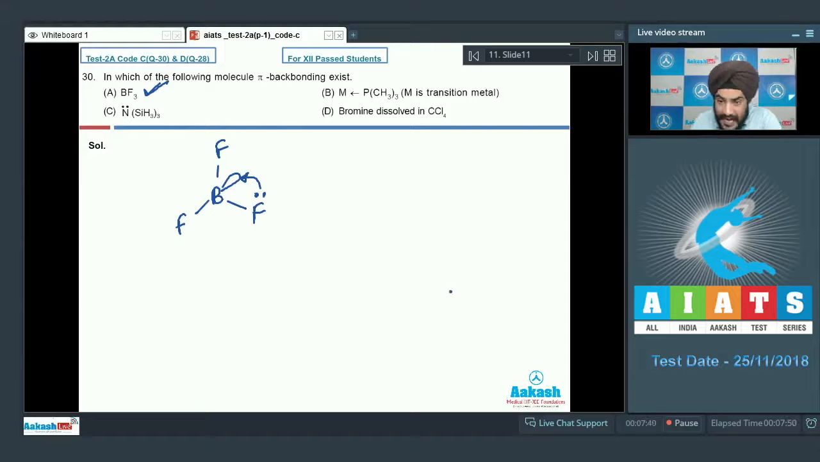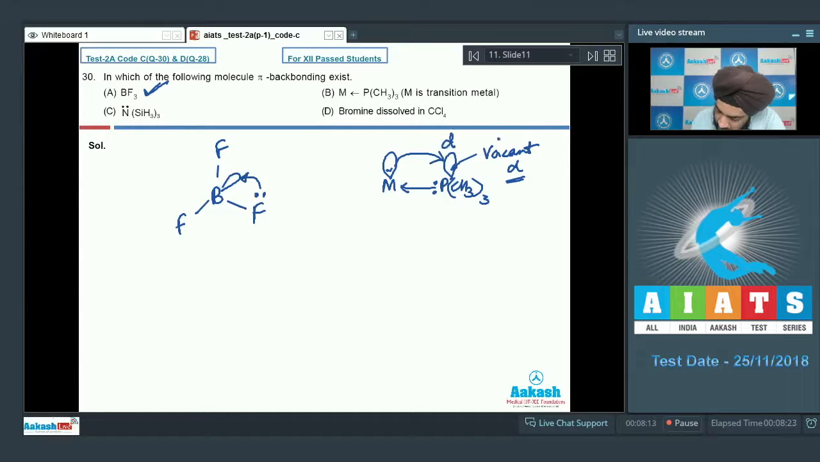So we have trimethylphosphine, which is coordinate bonded with P(CH3)3. The sigma bond is formed due to the lone pair of phosphorus. Now, phosphorus has vacant d orbitals, so it is a good pi acceptor. So the lone pair of electrons present over the metal gets delocalized into the d orbital of the phosphorus atom. So there is pi back bonding in this case also.